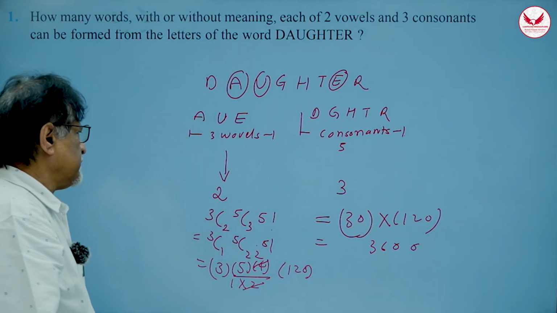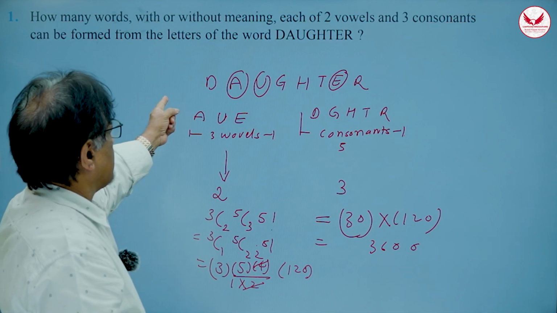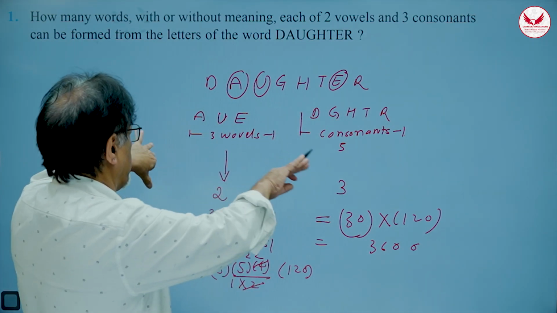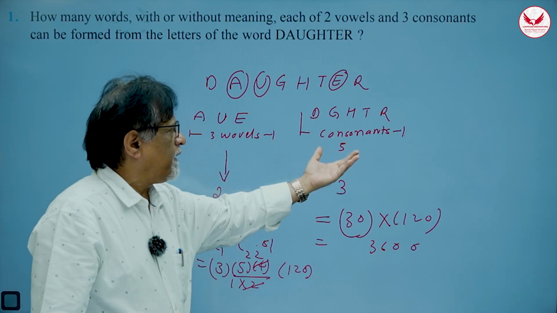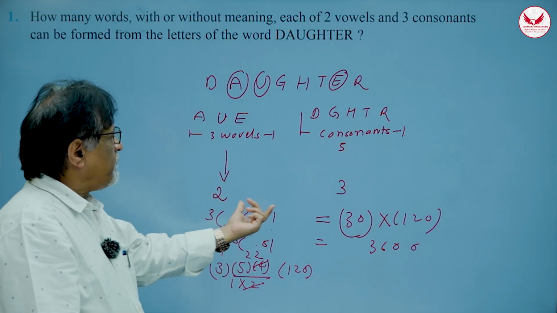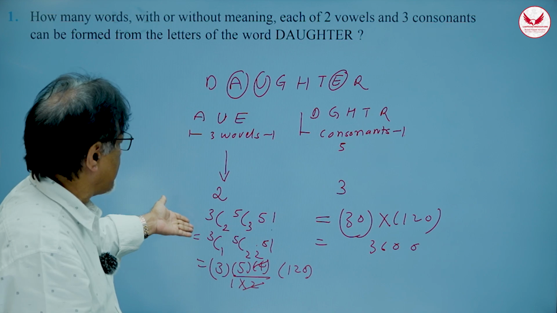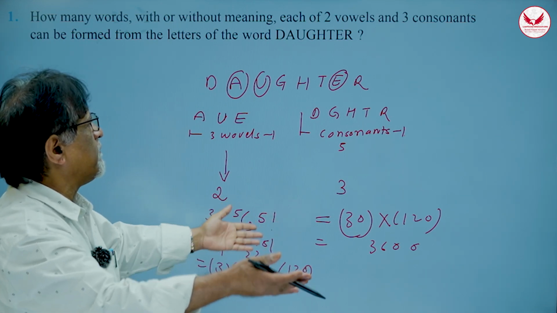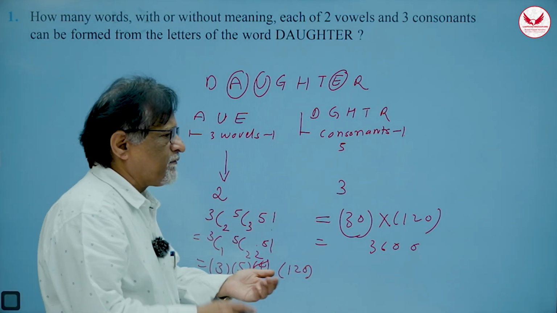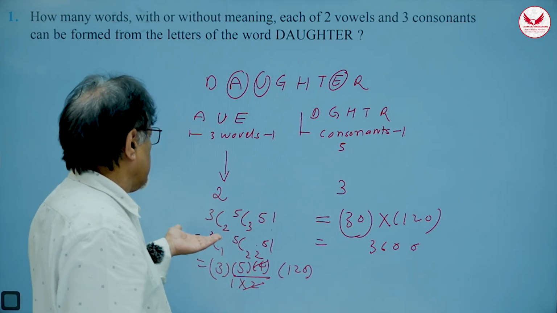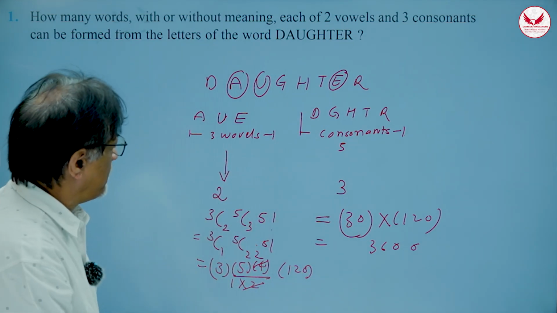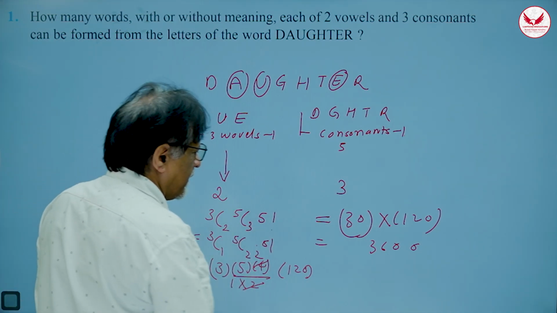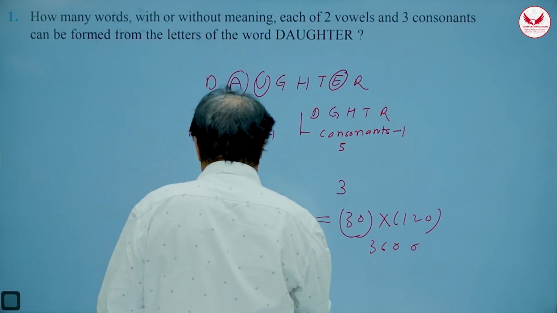Is that clear? So what have we done? We have taken the word daughter, separated vowels and consonants, counted how many vowels and consonants there are, and how many we want. We first selected them. After selection, we get 5-lettered words, but those 5 letters can be permuted among themselves in 5 factorial ways. That is how the problem is solved, and the answer turns out to be 3,600 words.